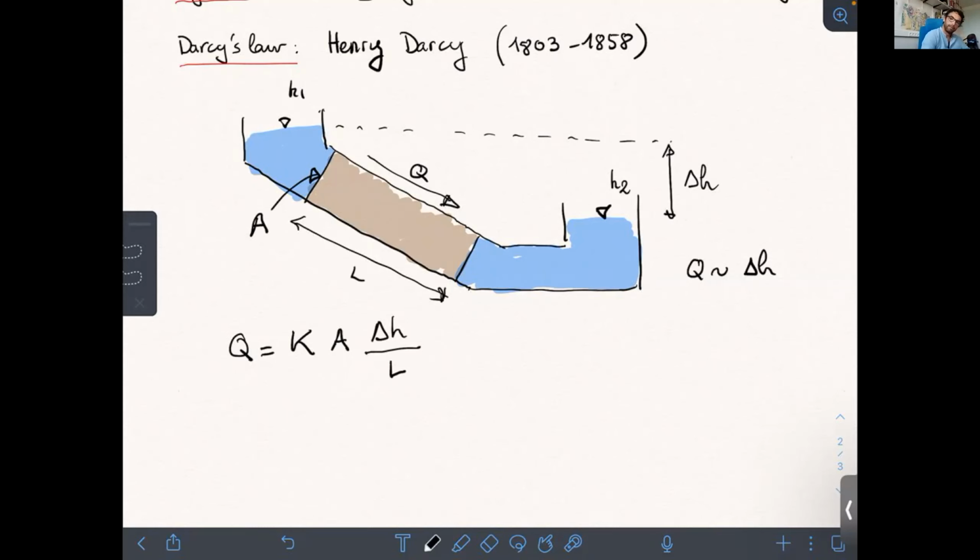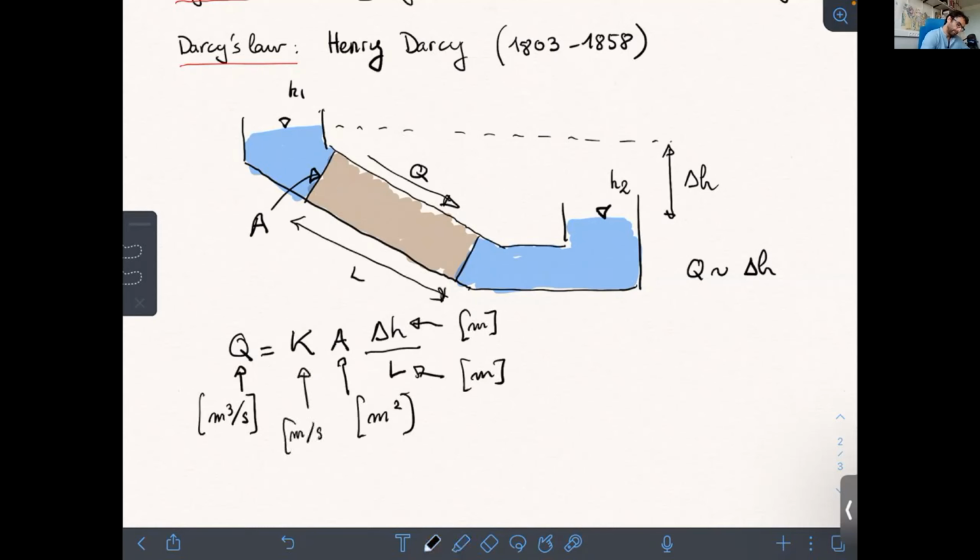So this flow rate here is meter cube per second. This difference in level is simply in meter. This length here is in meter. This area here is in meter square. So if we want to have meter cube per second for the flow rate, this parameter needs to be in meters per second. So meters per second times meter square is meter cube per second. There's no unit because it's meter divided by meter.